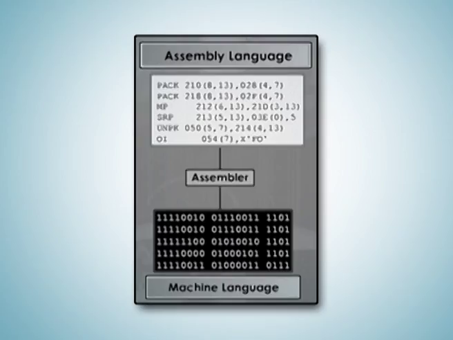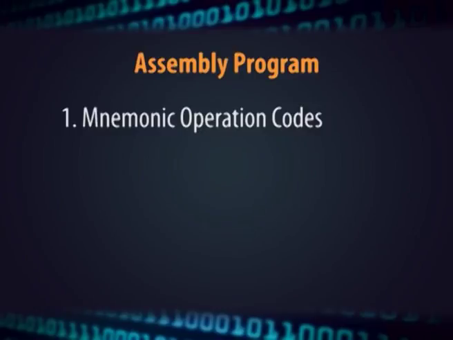Using this information, the assembler synthesizes the machine language program so that it can be executed by the CPU. Compared to the machine language of a computer system, an assembly program provides the following to simplify programming. One is the facility of mnemonic operation codes.